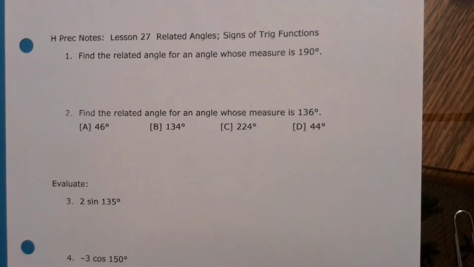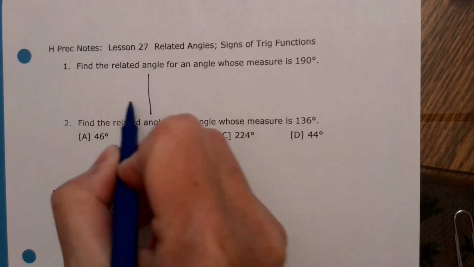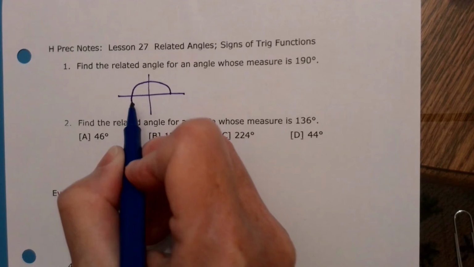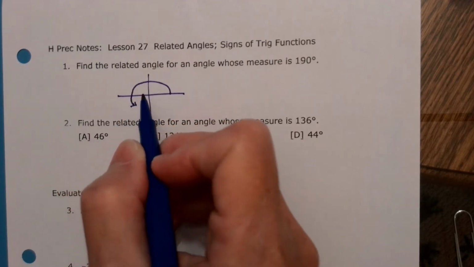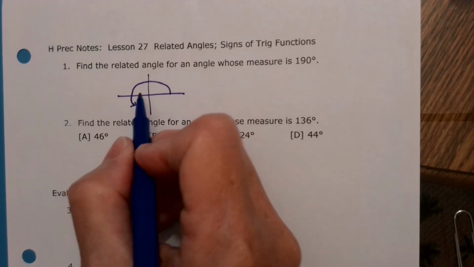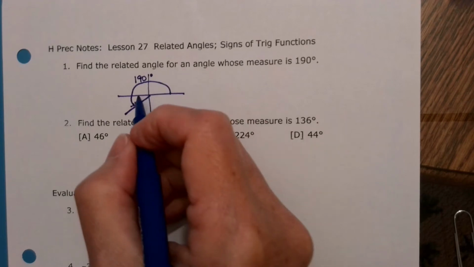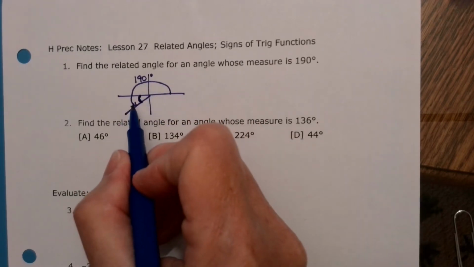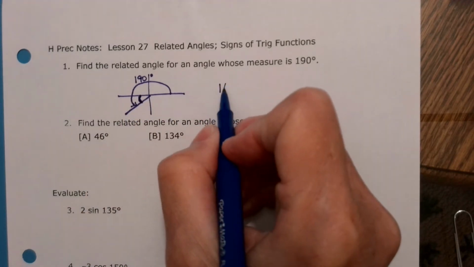Okay, lesson 27. First thing says, find the related angle for an angle whose measure is 190 degrees. So first of all, on an axis, we're going to draw a 190 degree angle. I know that's just going to be past the 180 degree mark. Okay, so if this is 190 degrees, the related angle is going to be the angle that's created back to the x-axis. So if this whole thing is 190, then obviously to here is 180. So the related angle here would be 10 degrees.